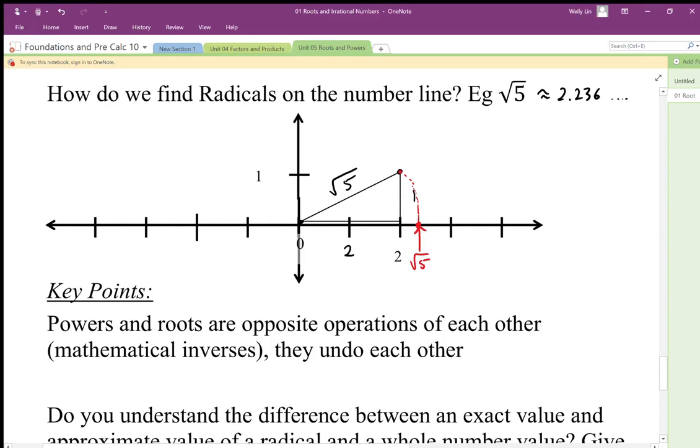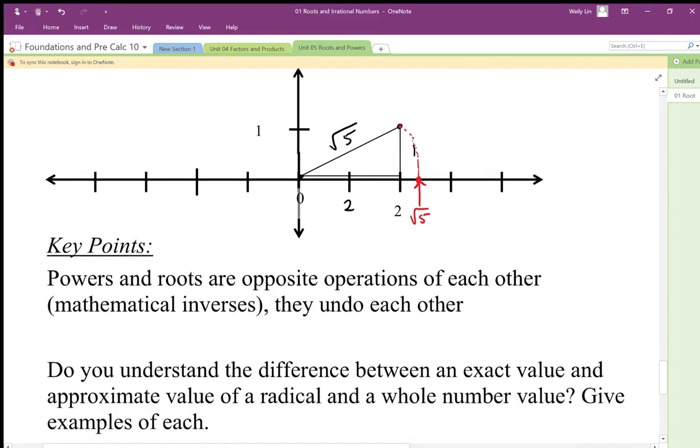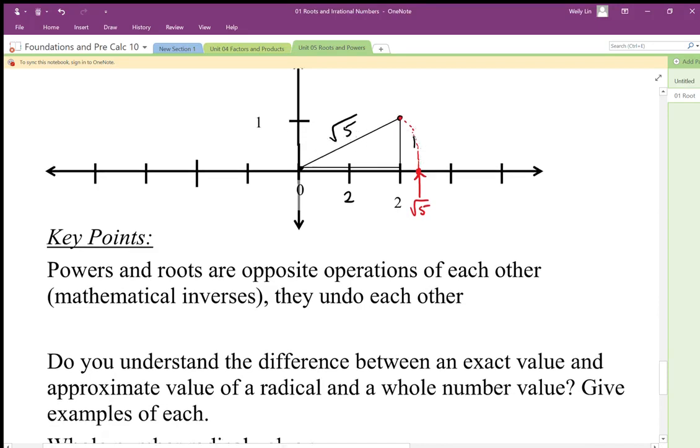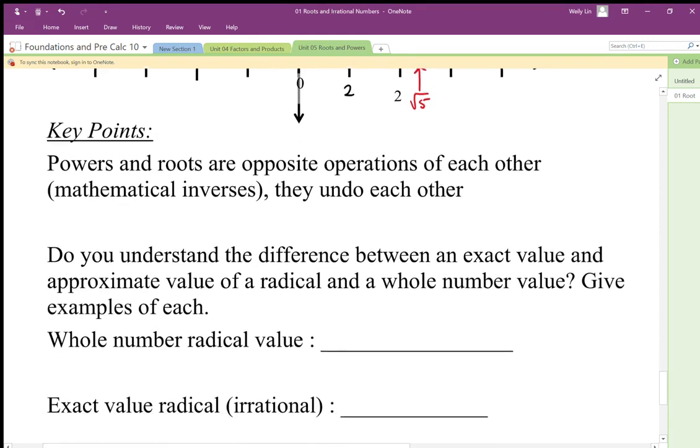There is an activity at the end here online that you should try that will give us this idea of constructing exact value lengths. So some of the key points in this lesson today, and these key points are important in this unit: powers and roots are opposite operations of each other. They undo each other. That's a very important concept in math. A very straightforward concept, but it's very important to remember that every operation has an opposite.